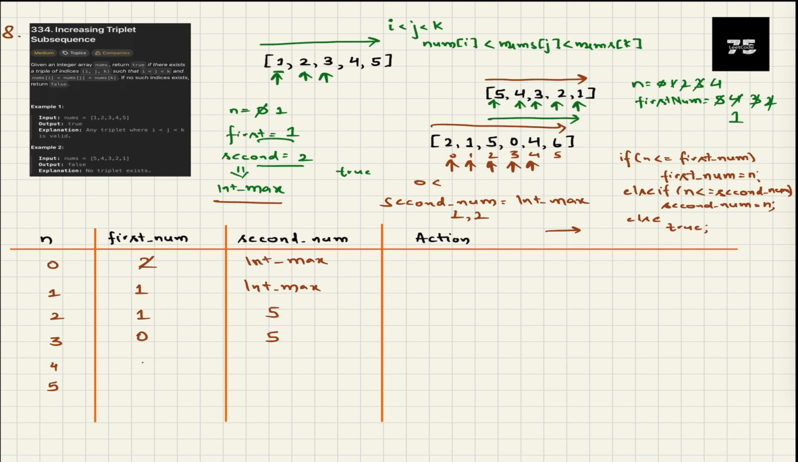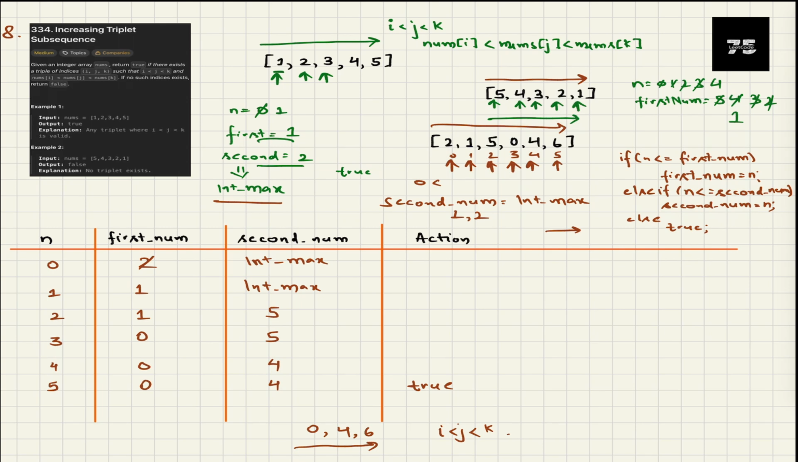Okay, this remains 5. Is my 4 less than first num? No, it is not. Is my 4 less than second num? Yes, it is. So I'm gonna assign it this. Now coming to index 5. Is my 6 less than 0? No, it is not. Is my 6 less than 4? No, it is not. So my 0 and 4 remain as they are. Since 6 is greater than both the numbers, that means yes, I have found my subsequence and I can return true, right? And we know that 0, 4 and 6 are in increasing order, and we can also see that i is less than j is less than k.